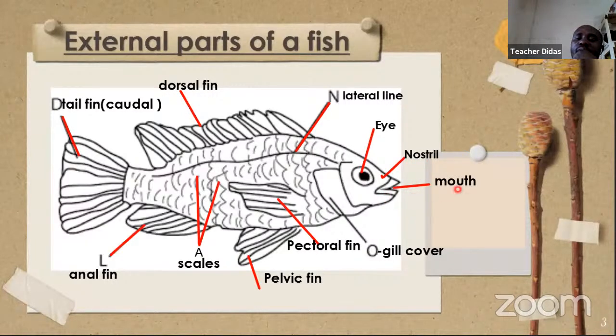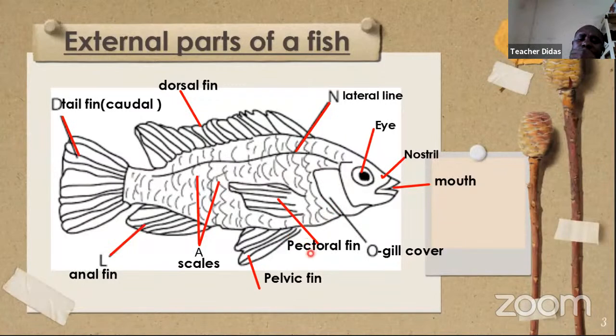Then we have got the mouth. The mouth, of course, is for eating food. Then we have got the gill covers. As you see the word gill covers, it means that they cover the gills. Inside here are the gills. So the gill cover covers the gills together. You can go ahead and say the gills are used for breathing. When the fish is in water, it breathes using gills.